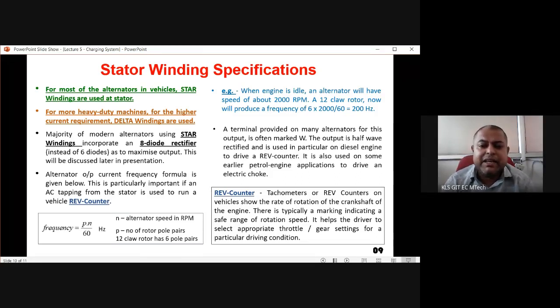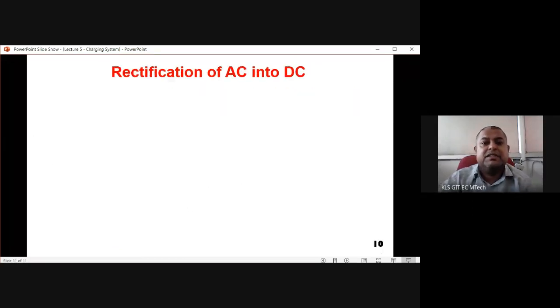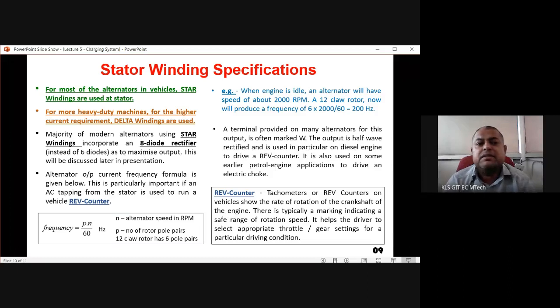There is typically a marking indicating a safe range of rotation speed. So the rev counter has a specific range. It helps the driver to select the appropriate throttle or gear setting for a particular driving condition. So this is all about the rev counter. This is all about stator winding and rotor winding. What is a rotor pole? What is the output of an alternator? And after the AC is produced, what does it do? It gives the supply to the other components inside the car, and it gives the supply to the battery for charging.